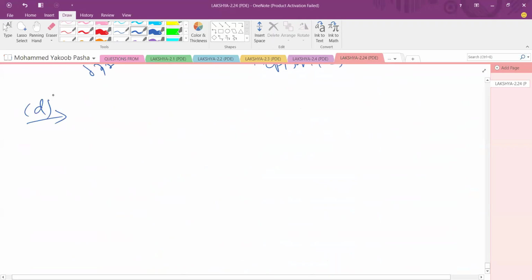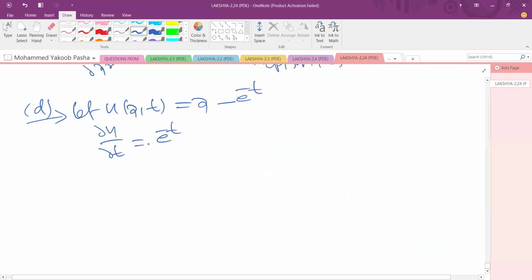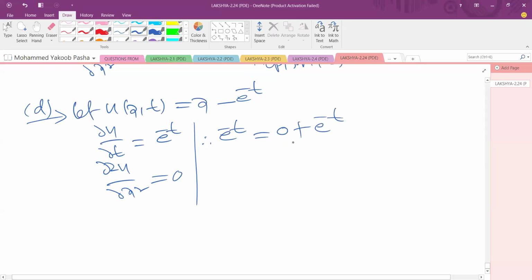What is my option D? Let u of x comma t is equal to x minus e power minus t. First differentiate with respect to t, that is e power minus t, and differentiate with respect to x twice, that will be 0. Therefore the left side is e power minus t, right side is 0 plus e power minus t. So it satisfies.